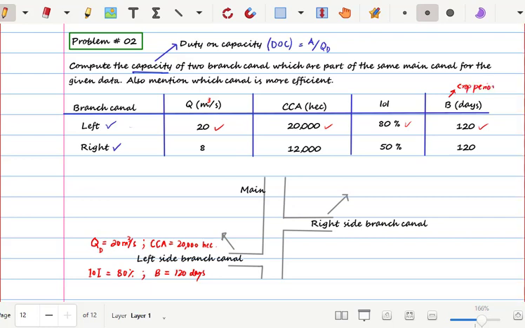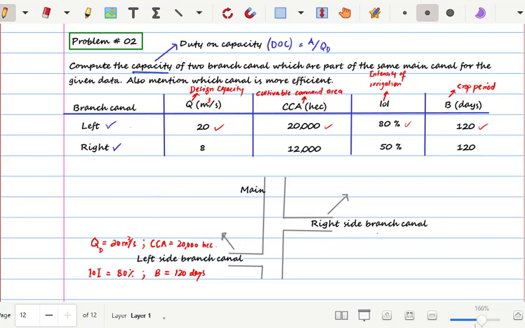To make things easier, I am writing the abbreviation of each here, but we have already discussed all these things. IOI is intensity of irrigation. CCA is cultivable command area. We have defined all these terms. You need to go to lecture number 7 to understand all these terms. What is Q? It is our peak flow or design flow or design capacity.